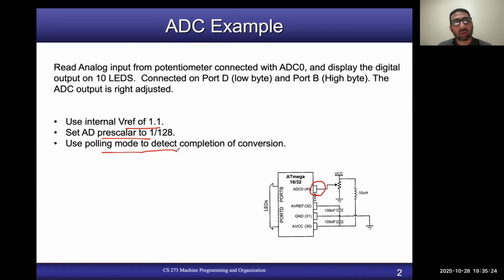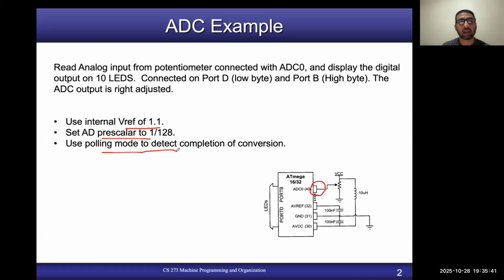But there are two ways to handle the output. Either you can do it manually, which means you are using the polling mode. You continuously monitor the ADIF flag, and once it is one, only then you go ahead and read the data out from the ADCL and ADCH registers.